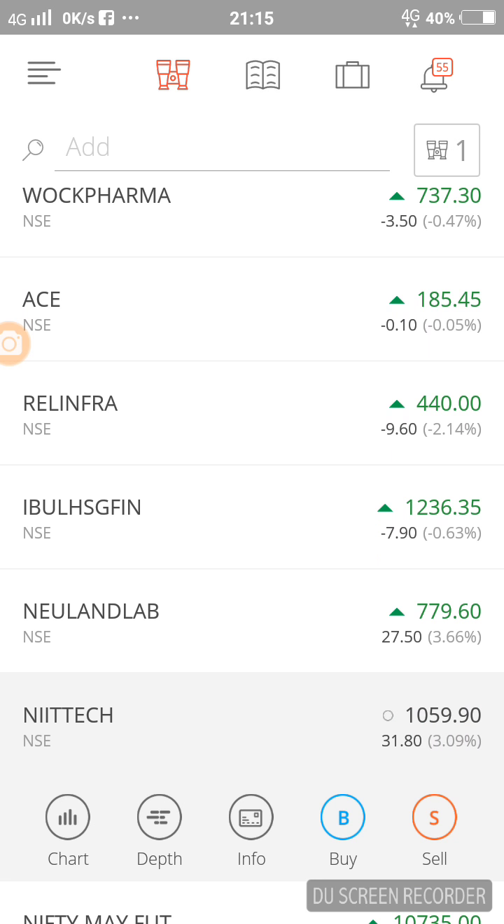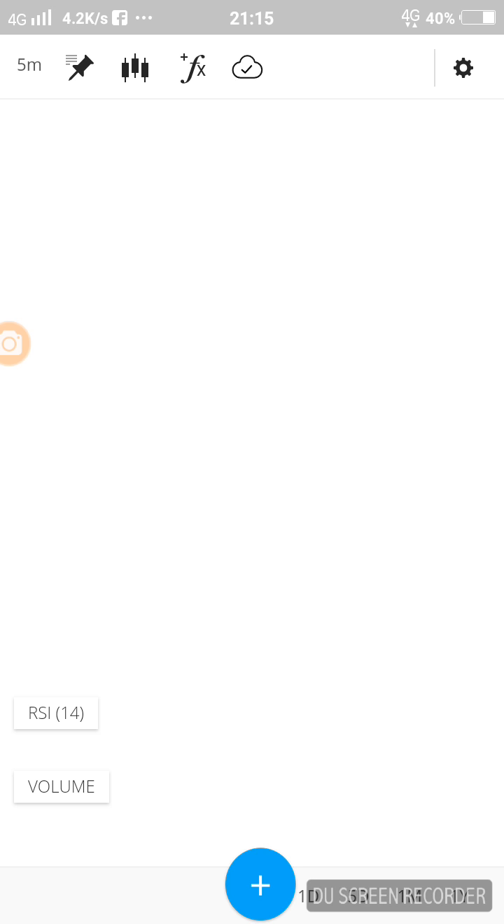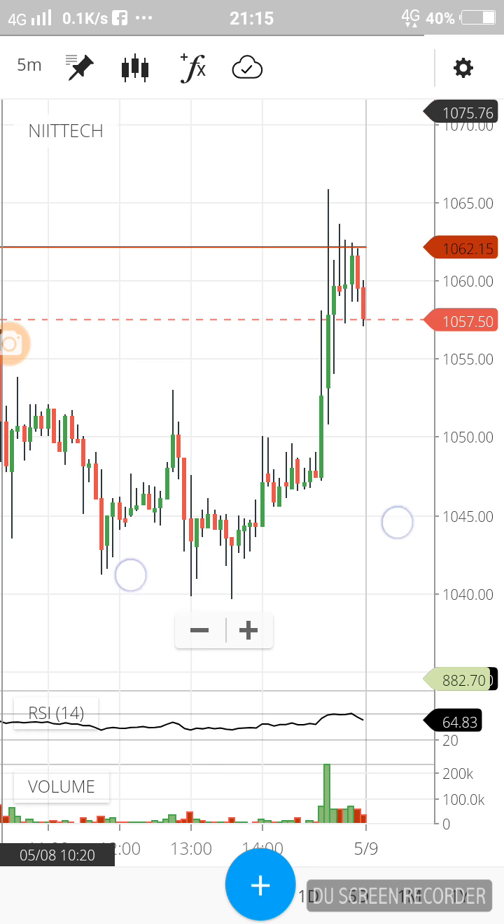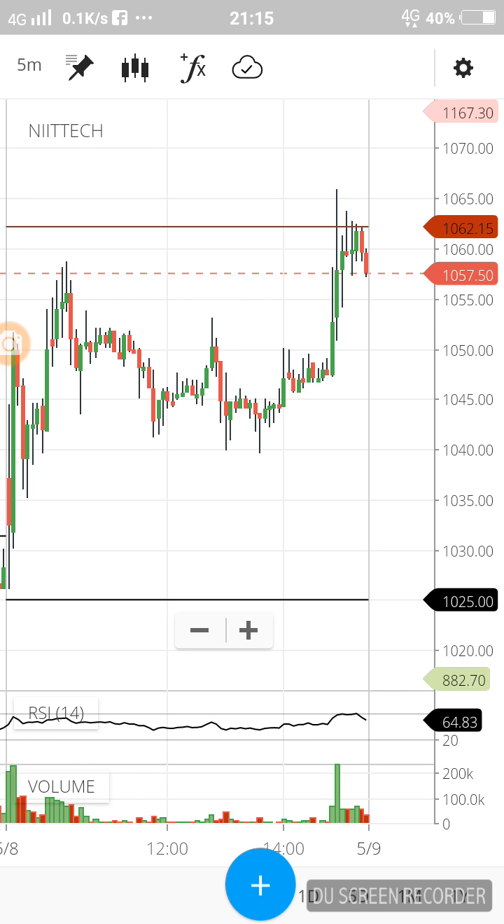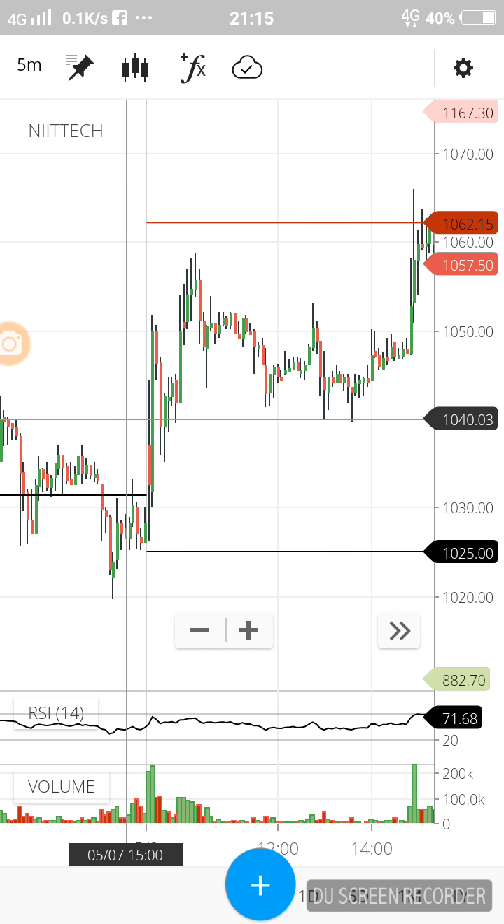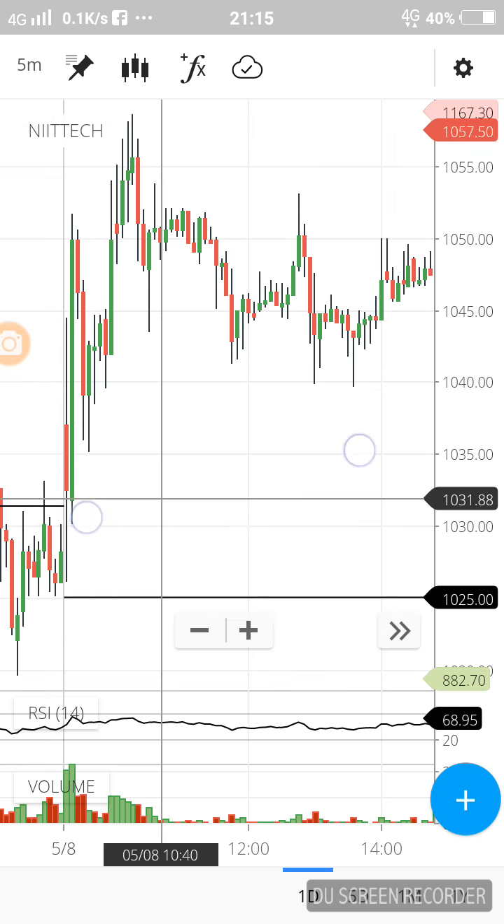This is my Zerodha mobile platform Kite. I'm opening the NIIT chart. Let's go ahead. In my chart I have a few indicators which you can see right now. This is a 5-minute chart. One of the most important things, it is a 5-minute chart, right? You can see the indicators, volume, RSI, etc., none of which we need for this trading. So here, this is the 1-day chart for NIIT for 5 minutes.